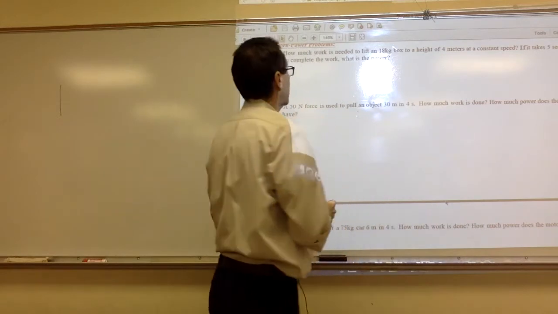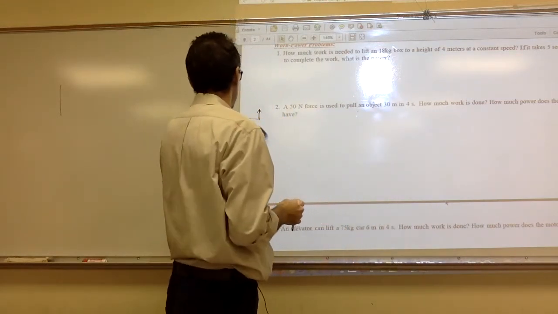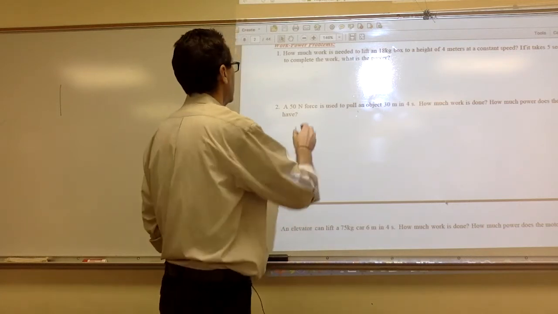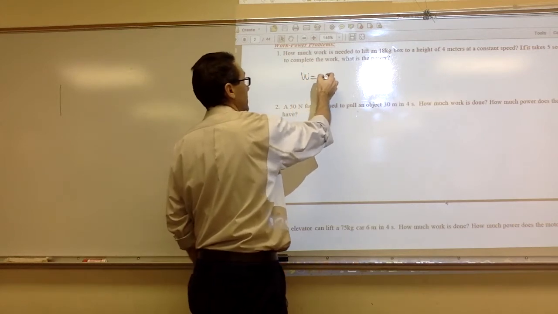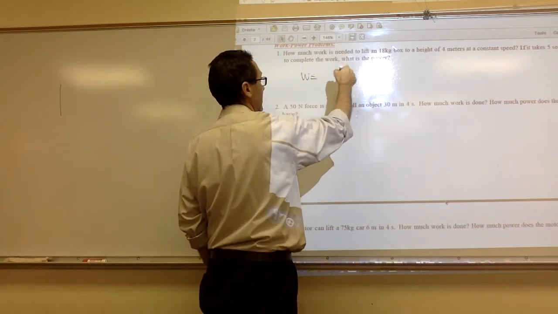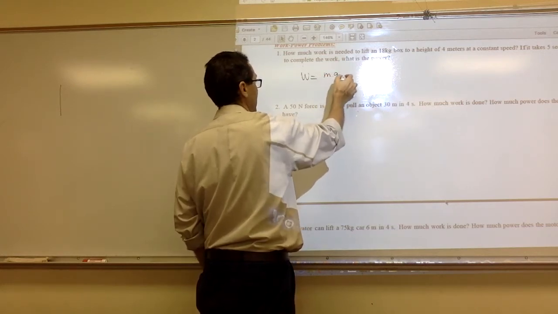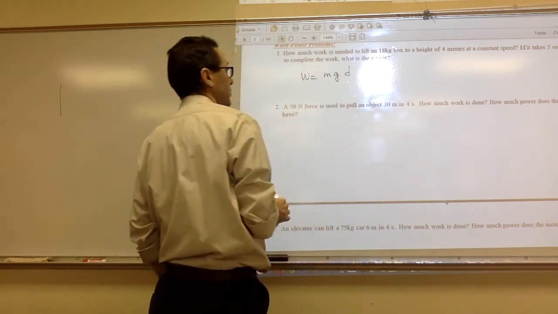All right, let's look at the next problem, number 1. How much work is needed to lift an 18 kilogram box to a height of 4 meters at a constant speed? Again, if you're going at a constant speed, the force you're applying has to be equal to the mg of the box, times the height that you're raising it to.